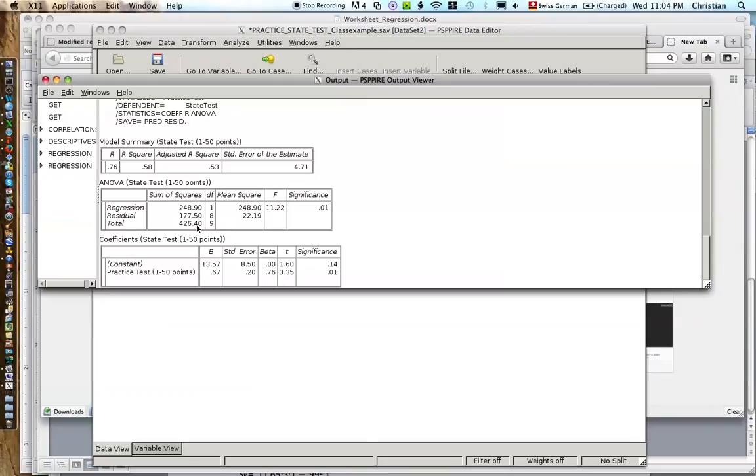Now what you can also imagine is this: the total sums of squares is 426. Your regression covers 248.9. So if 426 is 100% of the variation, then 248 is about 58% of the variation. So with your regression, you explain about 58% of the total sums of squares. 177.5 is sums of squares that you can't explain.